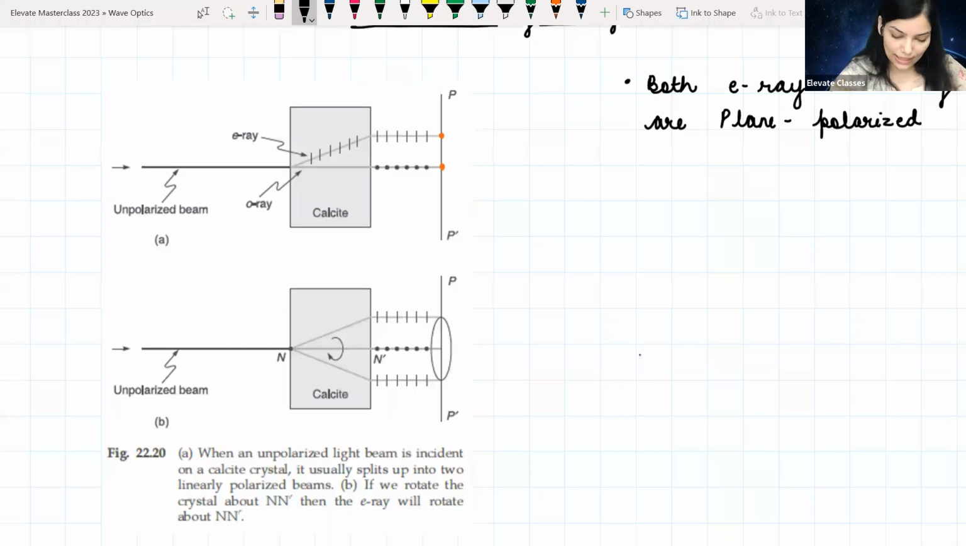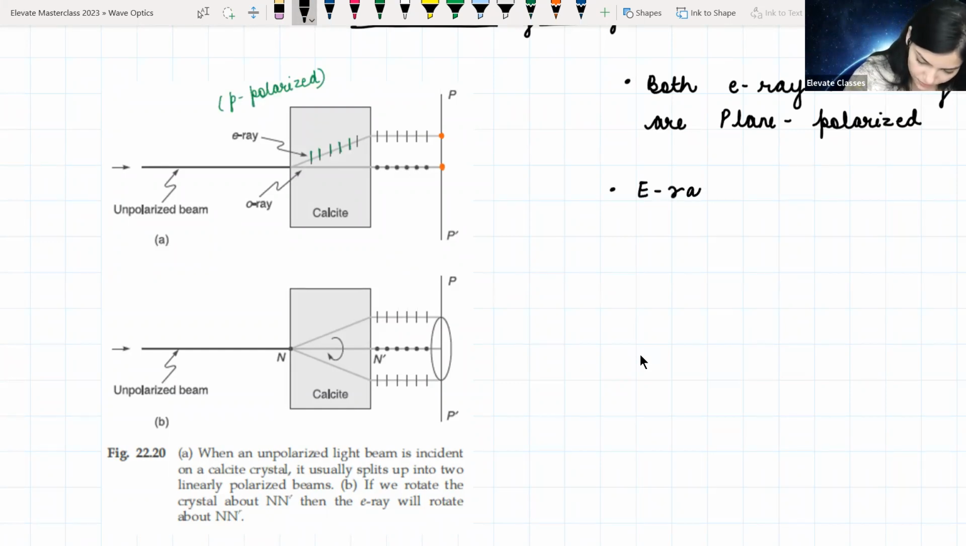if you notice, जो मेरा E ray है, उसमें the polarization is shown like this, okay, like a straight line. So what this means is that जो मेरा E ray है, this is actually also called as P polarized. So I'll just write that. So जो E ray होता है, after passing through a calcite crystal, okay. So I'm currently only talking about calcite crystal. So this E ray is P polarized.